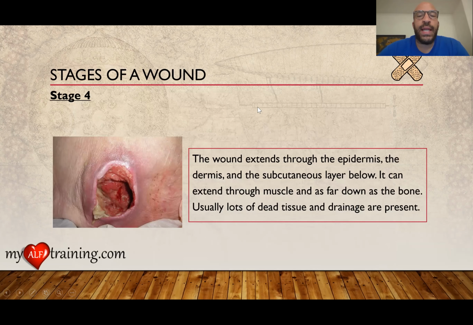Now stage four, the last one. The wound extends through the epidermis, the dermis, all the way through the subcutaneous layer, and it can even go down as far as the bone. And there's usually a lot of dead tissue and drainage. So I'm not sure what that is. I call that drainage. You can see all this tissue around is dead, bright pink, the subcutaneous layer there. And it's not the best picture to see muscle or bone, but you can tell the difference between a stage 3 and a stage 4. And there's a lot of dead tissue and drainage present.